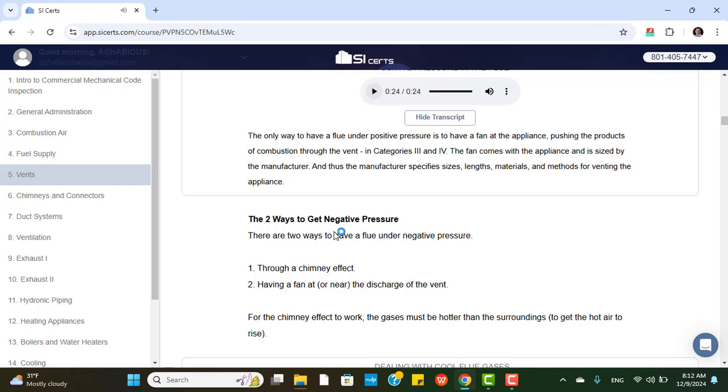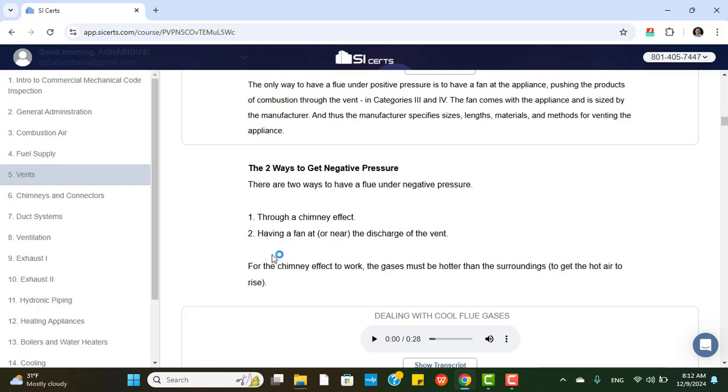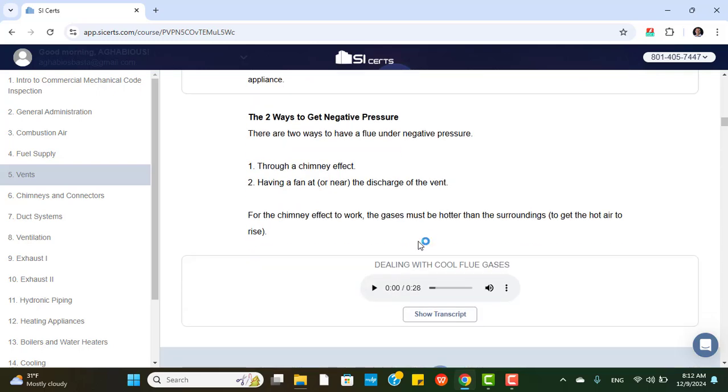There are 2 ways to have a flue under negative pressure. 1, through a chimney effect. 2, having a fan at or near the discharge of the vent. For the chimney effect to work, the gases must be hotter than the surroundings to get the hot air to rise.